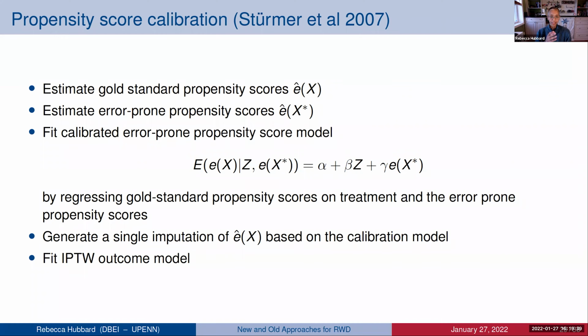We then fit a calibration model by regressing the gold standard propensity score on the error-prone propensity score and the treatment indicator for everybody who has complete data. And then we use that calibration model to generate predictions for the true propensity score, the gold standard propensity score, for everyone who had it missing. We can then incorporate that imputed gold standard propensity score into our inverse probability of treatment weighted outcome models.